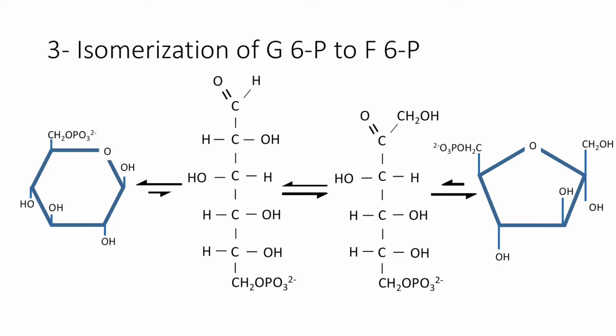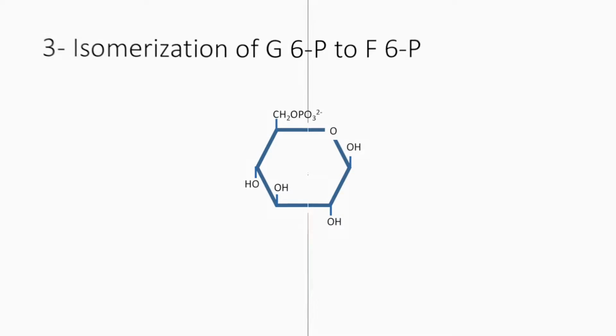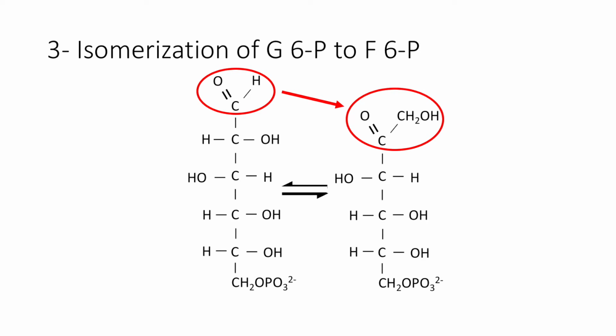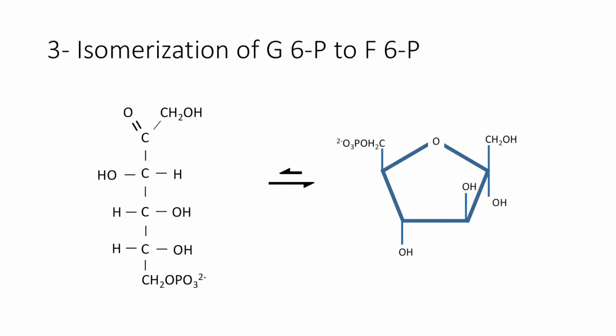The next step is the isomerization of glucose 6-phosphate to fructose 6-phosphate. In this step, the aldose is converted into a ketose. To start, the glucose 6-phosphate is broken open and isomerized. It is then closed to form fructose 6-phosphate.